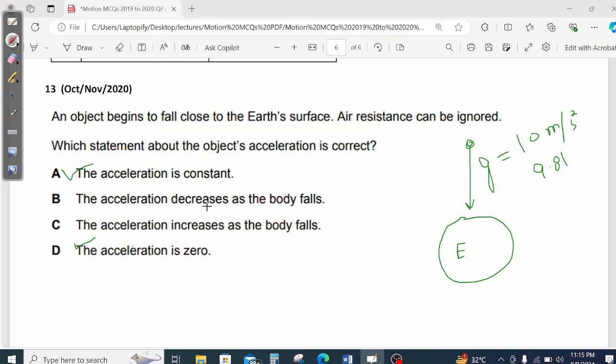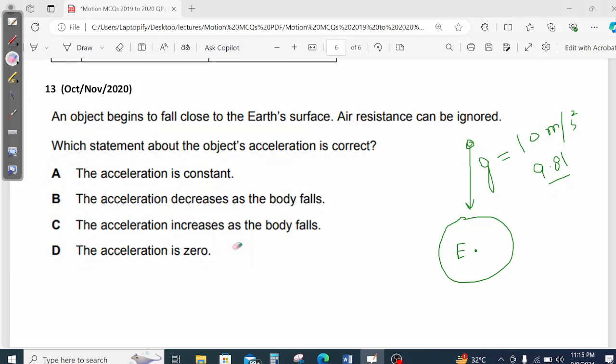Okay, the acceleration is not decreasing. Remember, acceleration decreases in the case when the body is moving in the upward direction, as we have solved in one MCQ already. The acceleration is increasing? No, acceleration still remains at 9.81. It's not increasing. Acceleration is 0? No, acceleration will be 0 at infinity, where earth's gravitational acceleration has no effect in space. And second, the value of gravitational acceleration is 0 at the center of the earth. So you have to understand all these things.